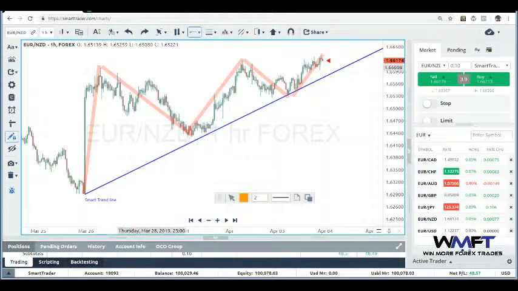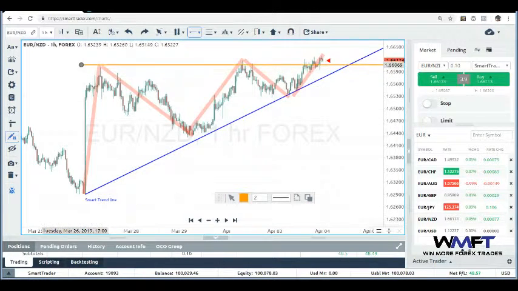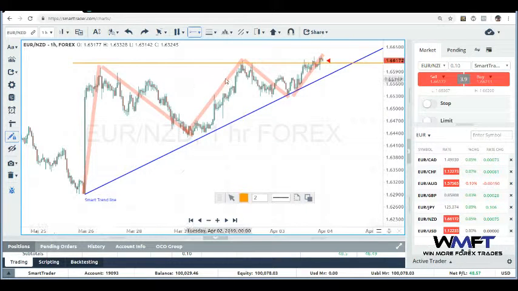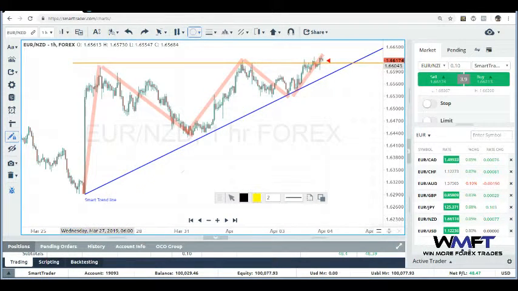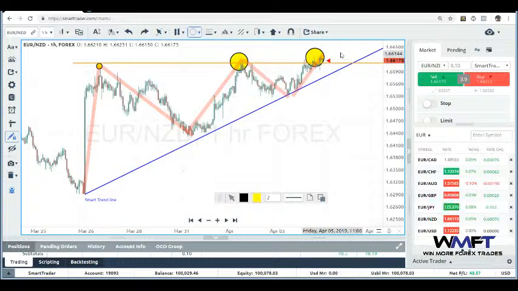Bring in the rays. See that resistance. Nice little resistance point right there. Market's finding resistance, and looks like it could be resistance again. I'm gonna bring the circles in. You got resistance there, and you got resistance here. You got what could possibly be resistance there.